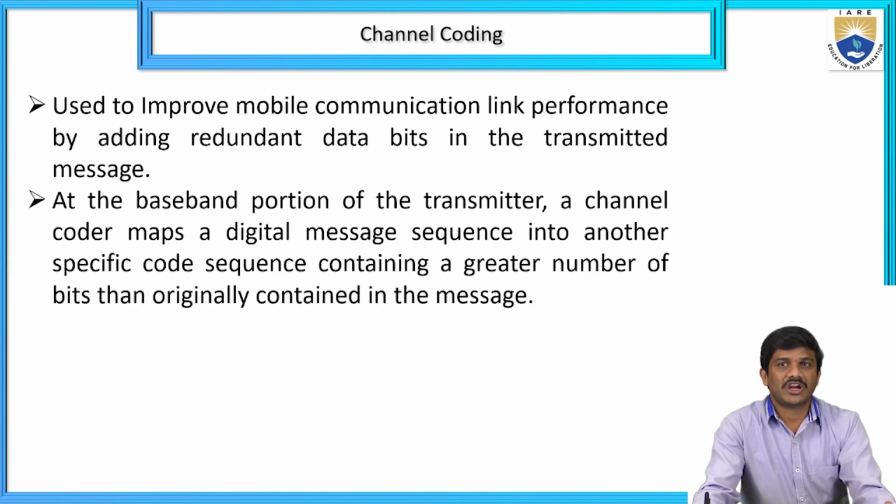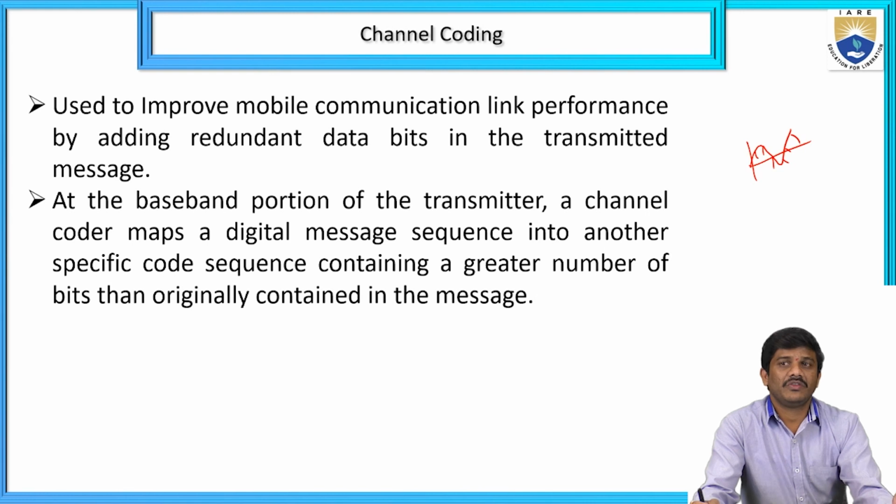Next one is channel coding. Why do we go for channel coding? It is to improve the mobile communication link performance by adding redundant bits to the transmitted message signal. We can add the redundant bits, and then we can improve the link performance of the radio channel.